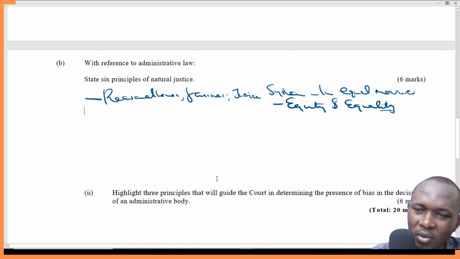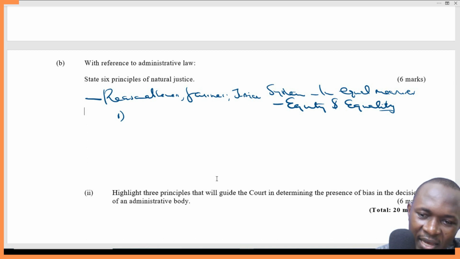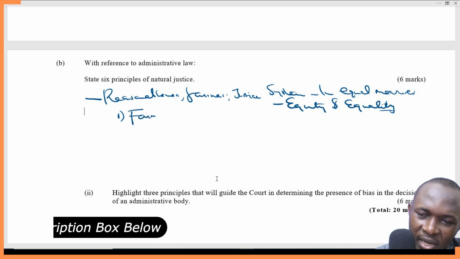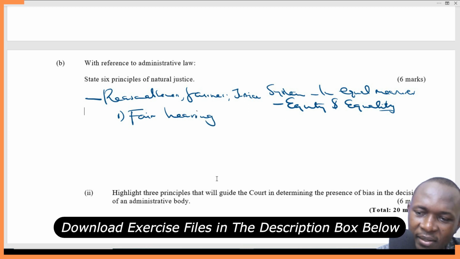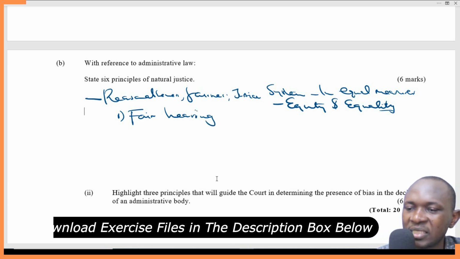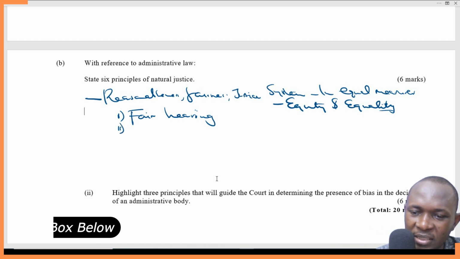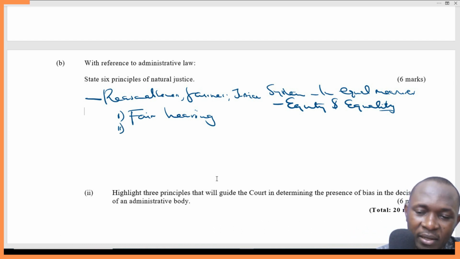Now, when we talk about the six principles of natural justice, the first one is that everybody should be accorded a fair hearing, so that he can explain his situation well and be heard, so that from the hearing a fair judgment can result. So fair hearing is one of the principles of natural justice.